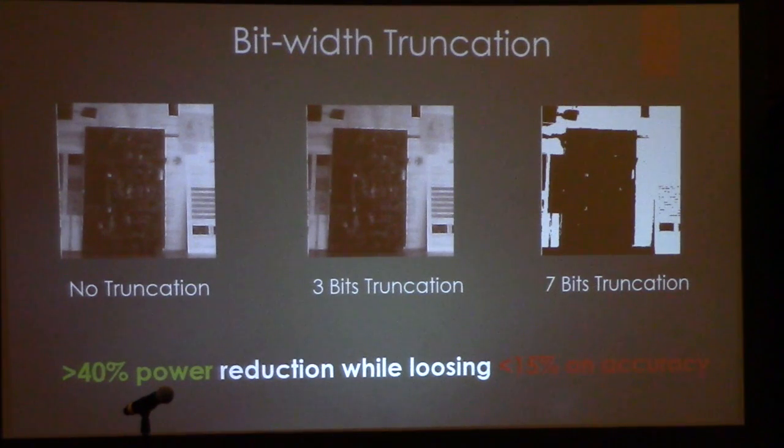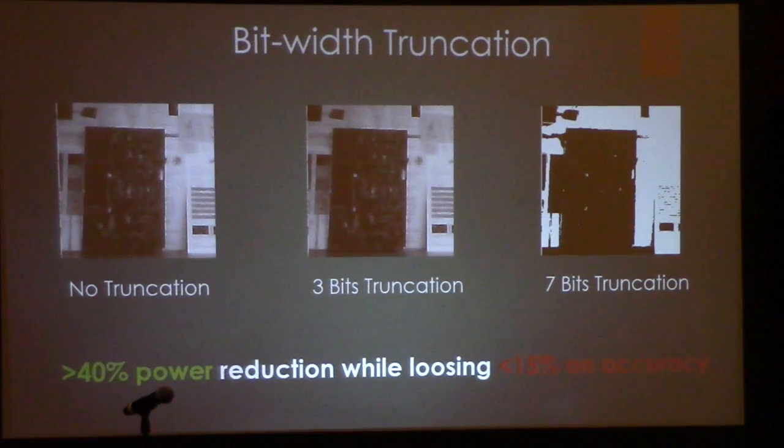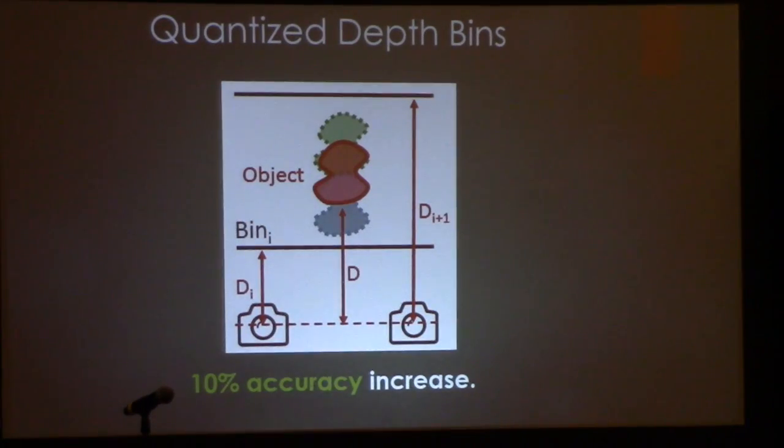So we ask this question: what happens if we feed the truncated version of the images to the FPGA? The result was that by doing that, we can reduce the power consumption by another 40% while giving up only 15% on accuracy.